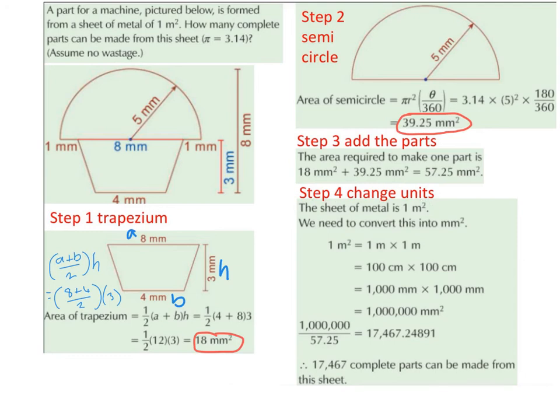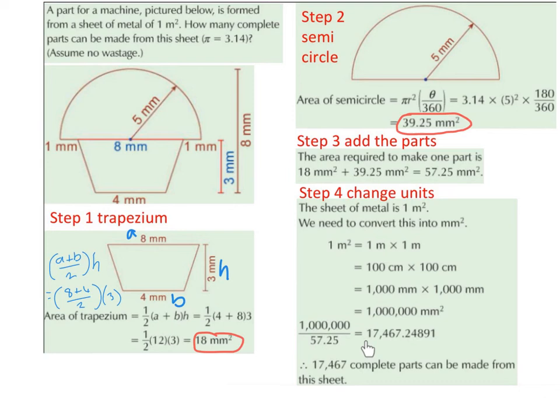Step 4 is to change the units. One sheet of metal is 1 meter squared. So we need to convert this into millimeters squared, because the area of our shape is in millimeters squared. 1 meter squared is really 1 meter times 1 meter, and 1 meter is equal to 100 centimeters. There are 1,000 millimeters in 100 centimeters. So this is the same thing as 1,000 millimeters times 1,000 millimeters, which gives us 1,000,000 millimeters squared. So we have 1,000,000 millimeters squared divided by 57.25 millimeters squared.